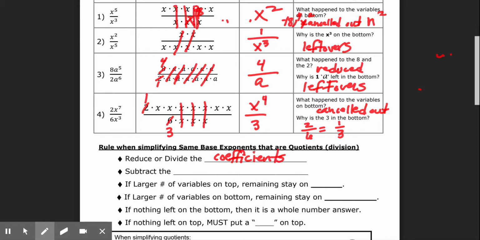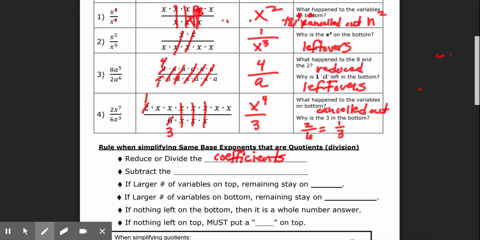And then if you haven't noticed already, just as a shortcut, when you look at problem 1, we go from x to the 5th divided by x cubed, and you get x squared. So what we can do as a shortcut is subtract 5 minus 3, and that gives us 2.